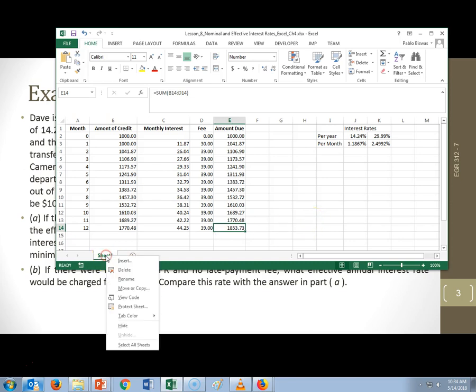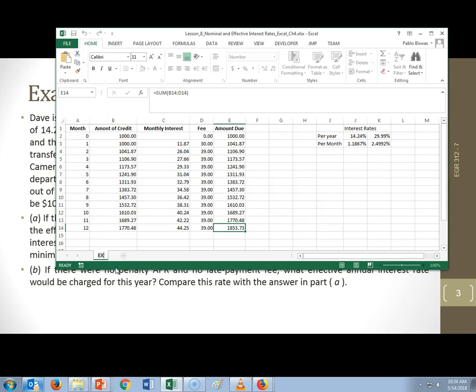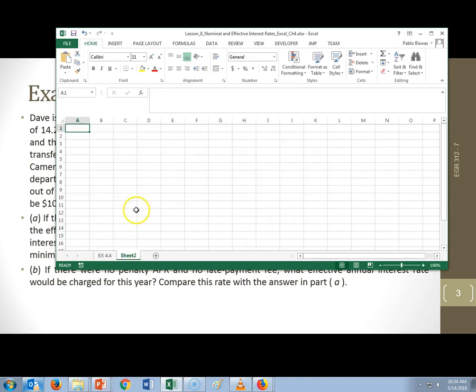Alright, so let me just rename this. Hope you understand this part. Example. Alright, let's open another sheet and go to the next problem.